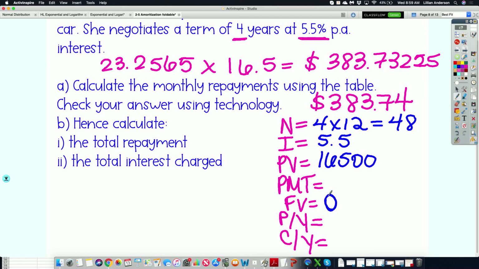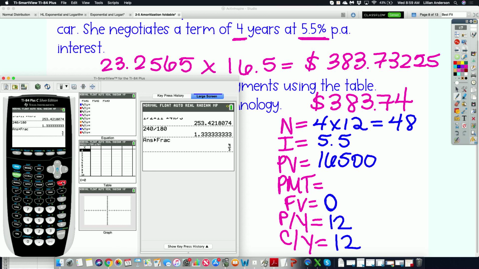P/Y. How many payments are we making in 1 year? 12, because it's monthly. Yep. And then when you type in 12 here, compounding periods always updates to whatever P/Y is. Okay? And so that's exactly what we write down on our paper to get our marks for our method. And that's exactly what we type into the calculator when we go into the financial application of the calculator.